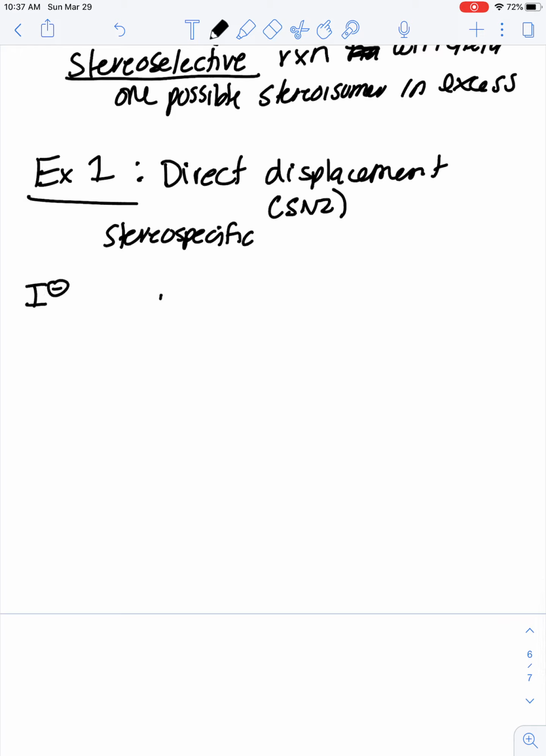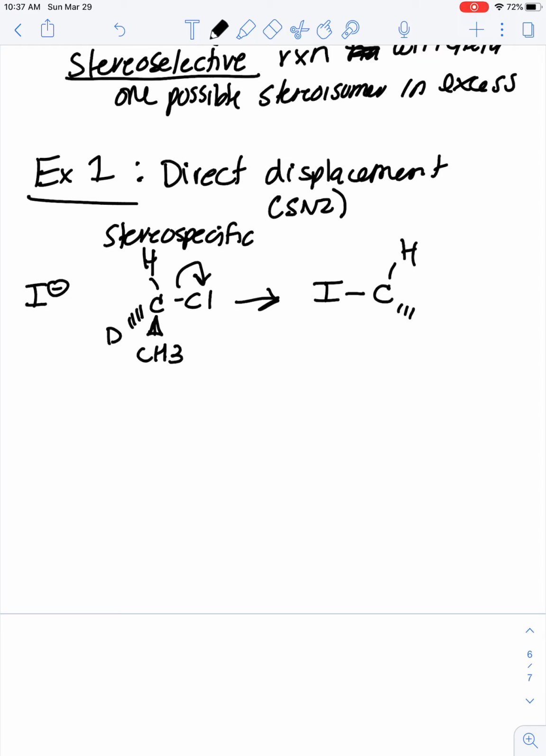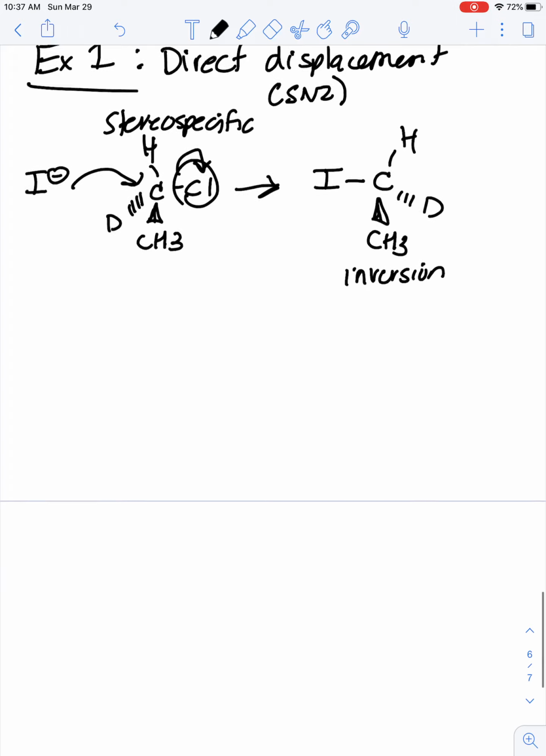So if we have iodide and we have this molecule here, what happens is this chlorine is going to be our leaving group. So chlorine is leaving and the iodide is going to come in and attack. So we're going to have a compound that looks like this. Again, the chlorine's leaving, the iodide's coming in and attacking that carbon. This product here is considered an inversion product. And again, this is stereospecific, so we have one possible product formed.